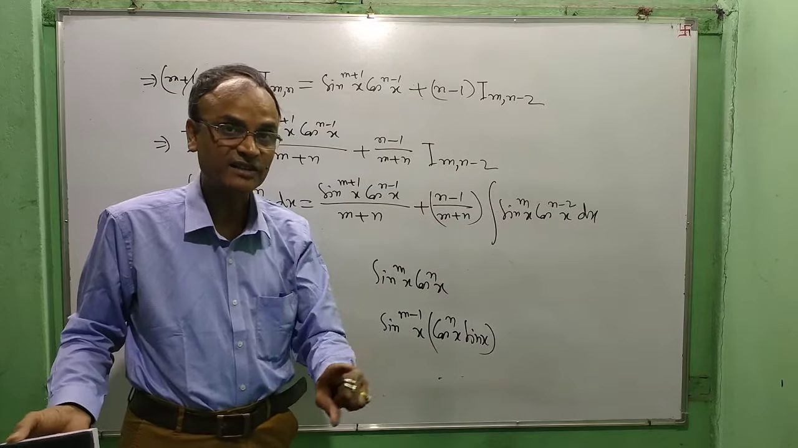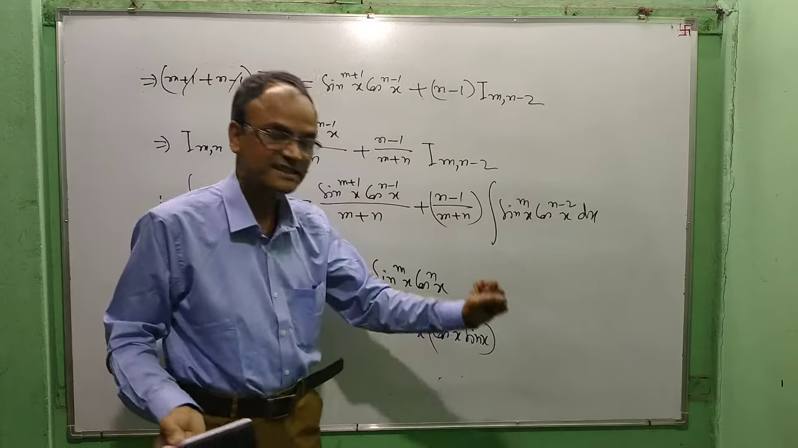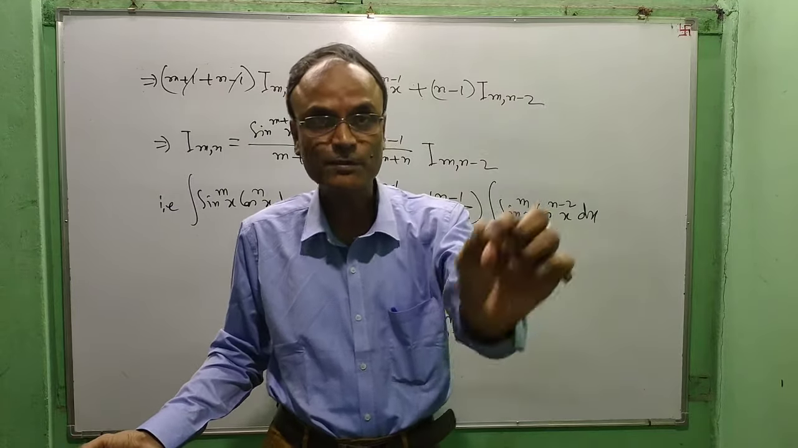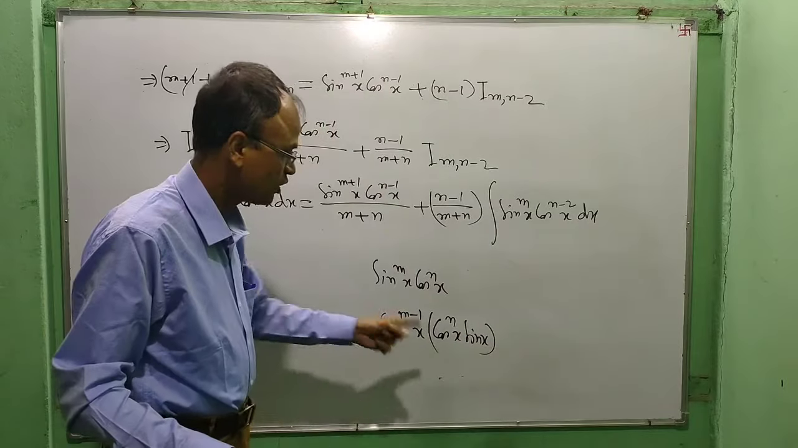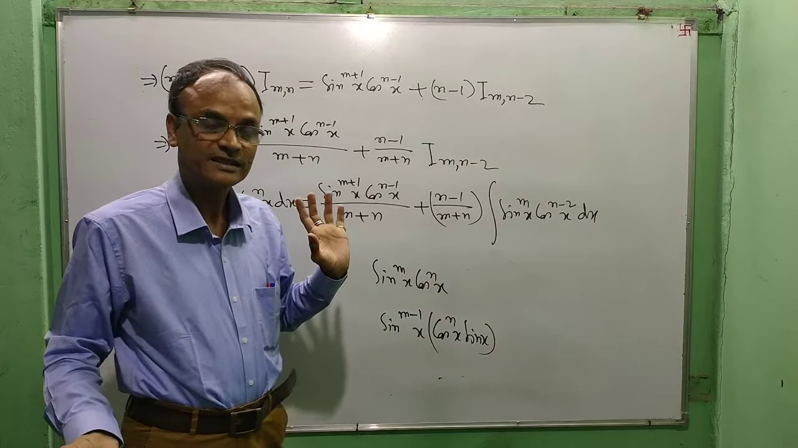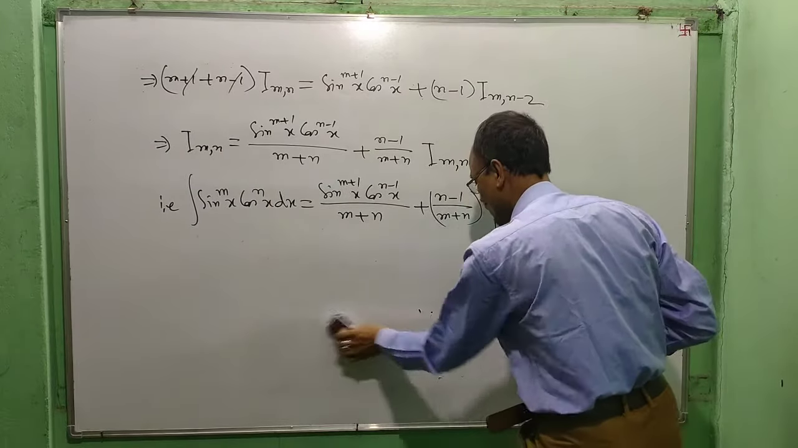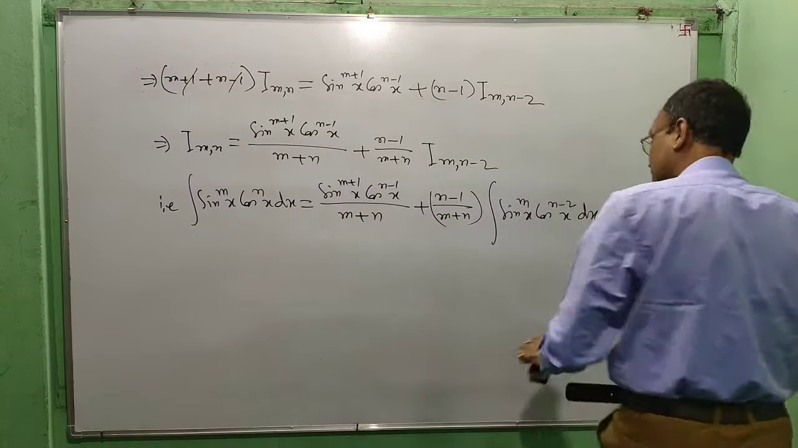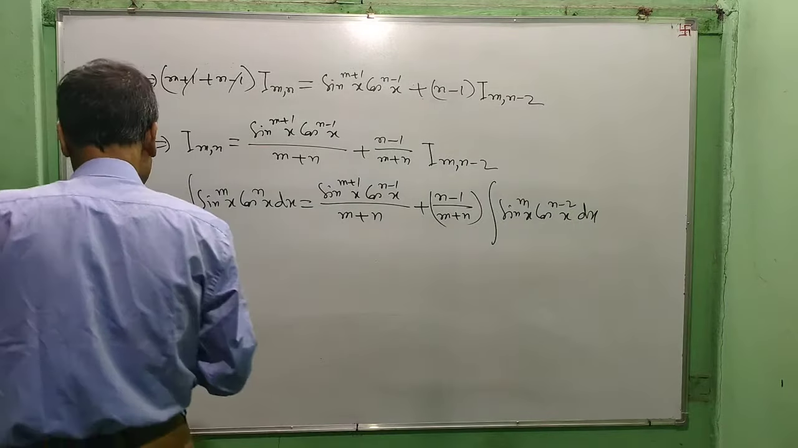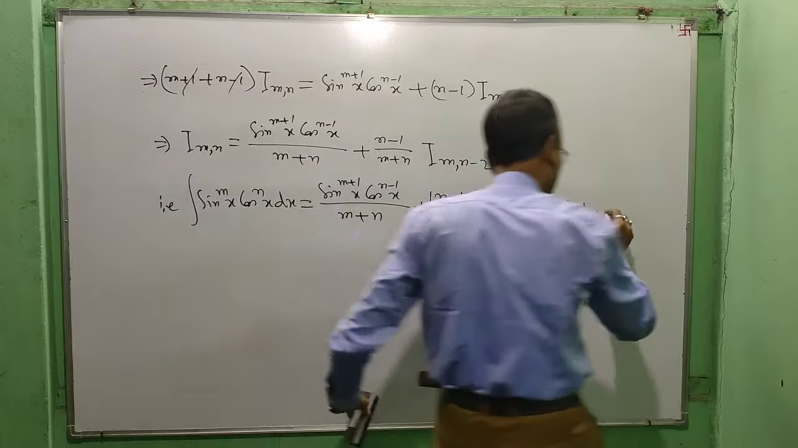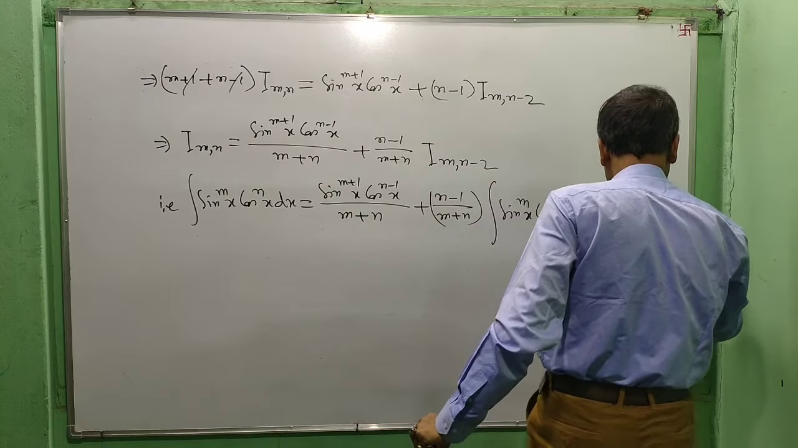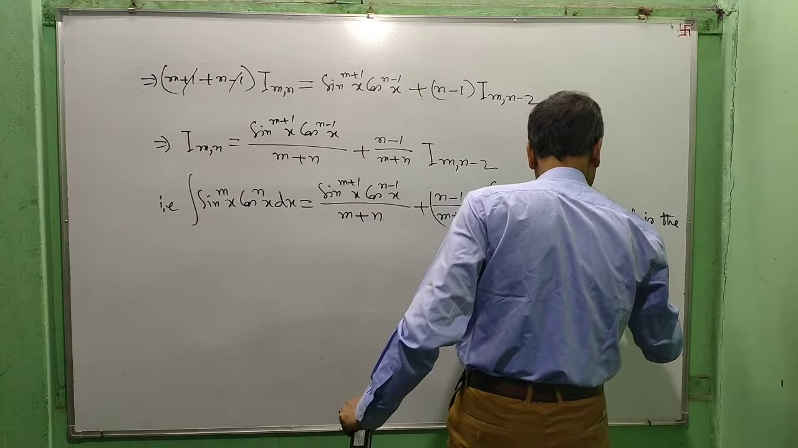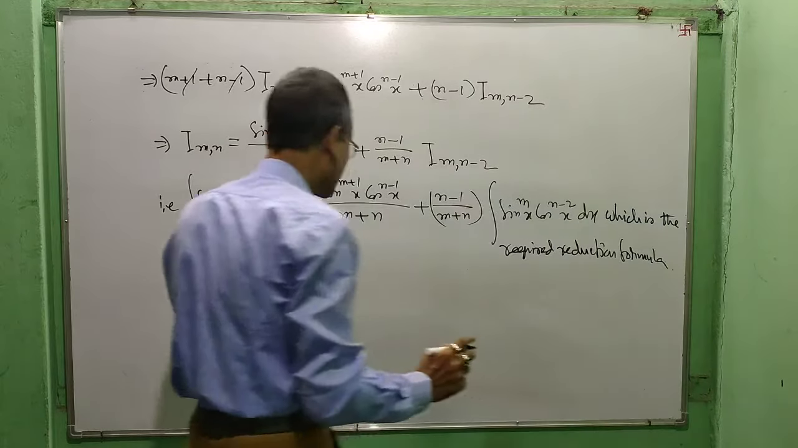Now integrate this by parts, regarding cos to the power n x sin x as the second function. What is the integration of cos to the power n x into sin x? Definitely it is minus cos to the power n plus 1 x divided by n plus 1. Now, alternatively, we are going to find the reduction formula of integral sin to the power m x cos to the power n x in an alternative way.